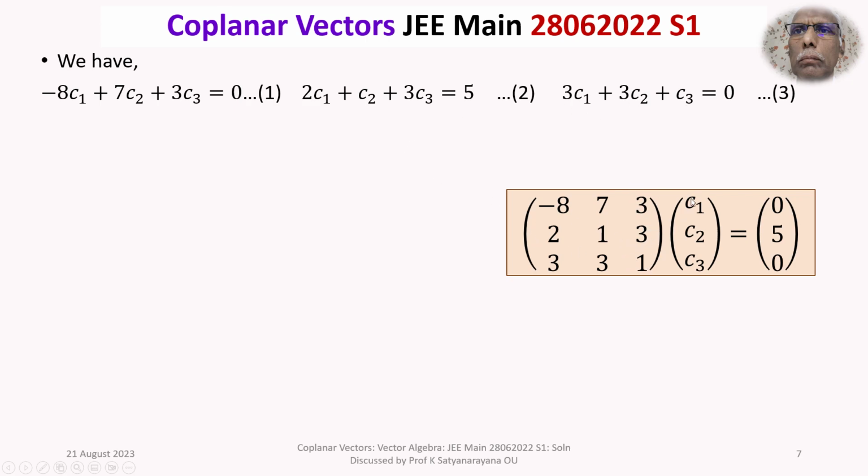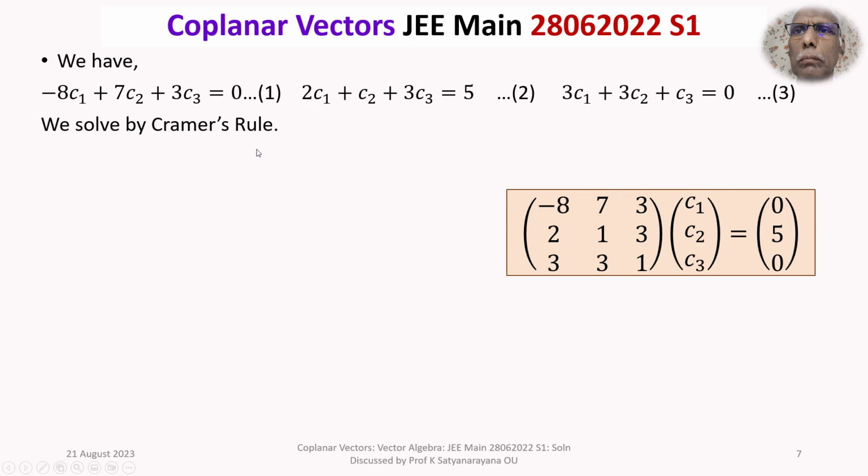That's the matrix multiplied by the column vector of unknowns C1, C2, C3 is equal to the column vector consisting of 0, 5, 0. It is a non-homogeneous system of linear equations of the type AX = B. We have to find the values of C1, C2, C3, and we solve by Cramer's rule.